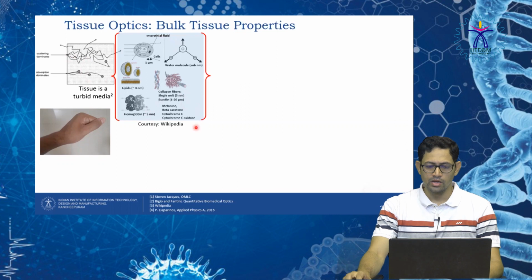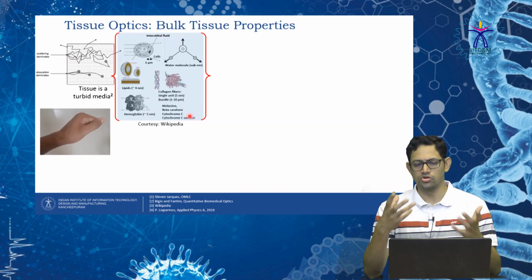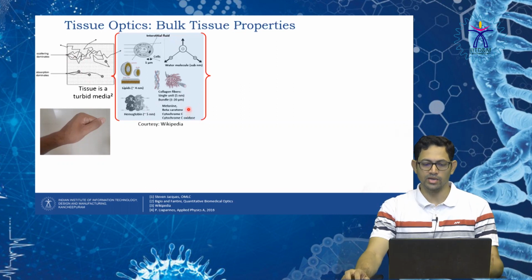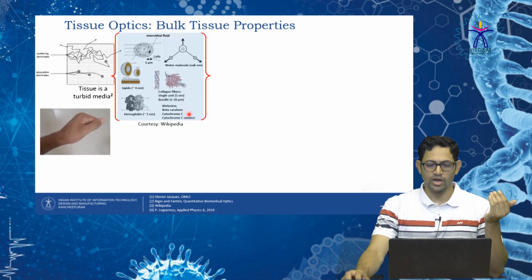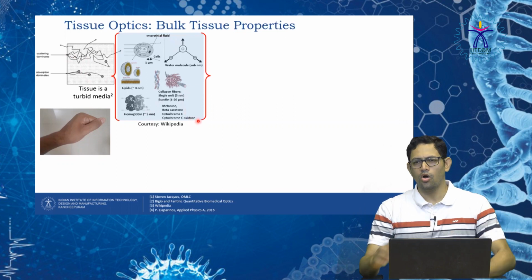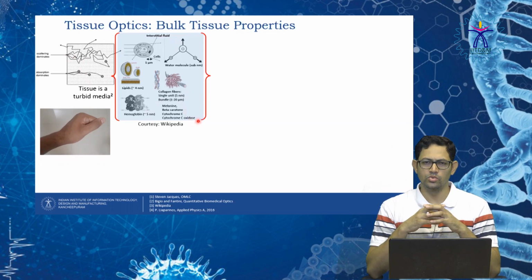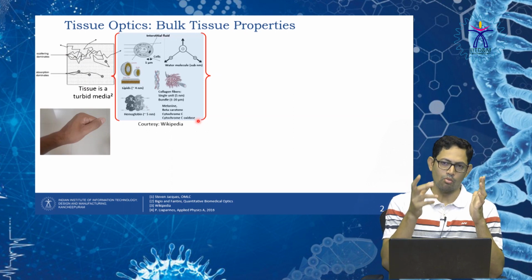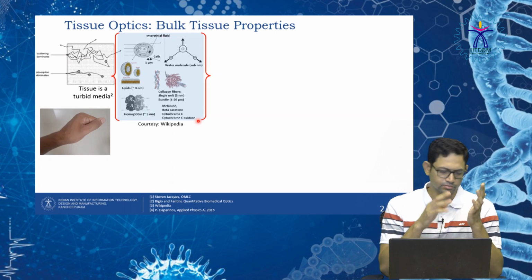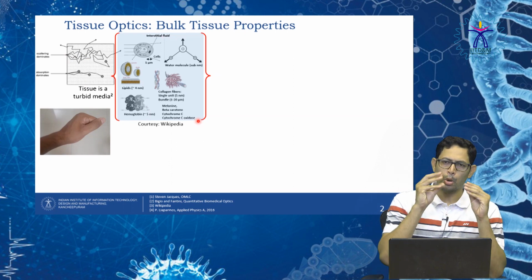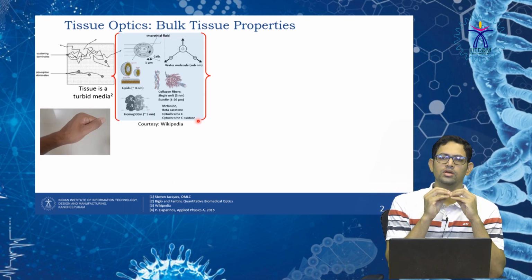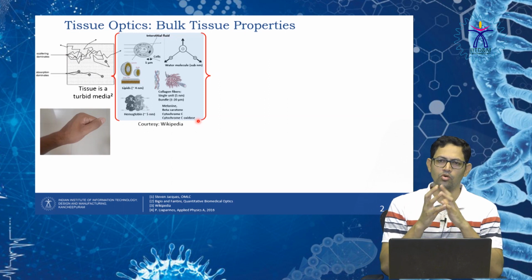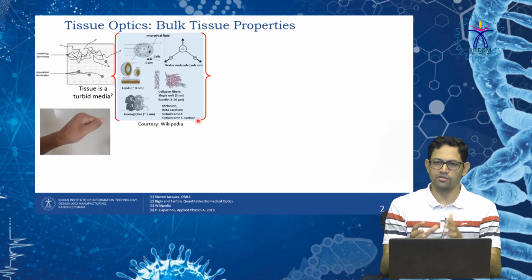In addition to it, there are other tissue constituents like melanin, beta carotene, and cytochrome C oxidase. All of these tissue constituents are responsible for absorption and scattering. So the photon which goes inside the tissue, for example, when I shine my torchlight or my mobile torchlight into my finger, all these tissue constituents are going to play a role in its absorption and scattering together.